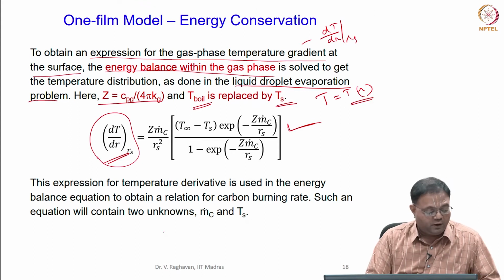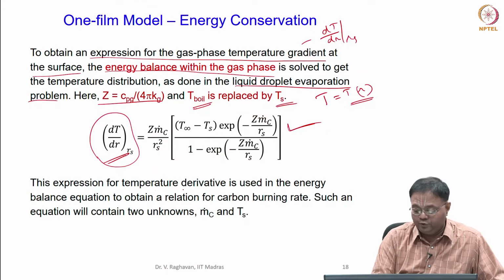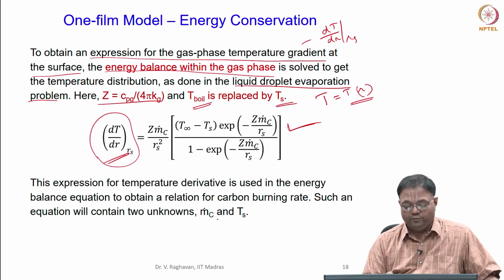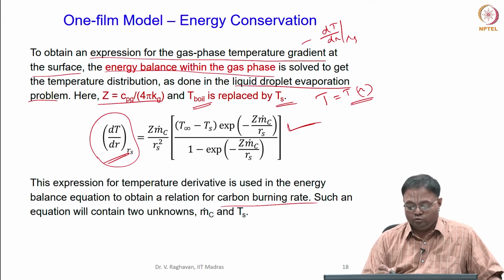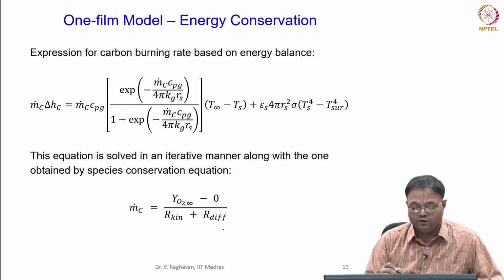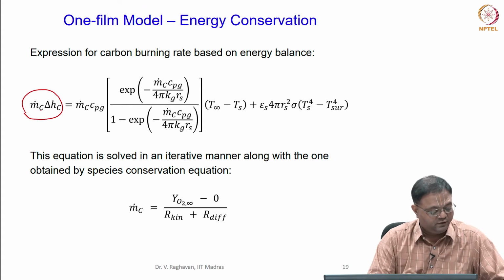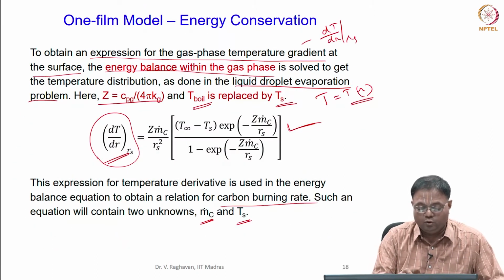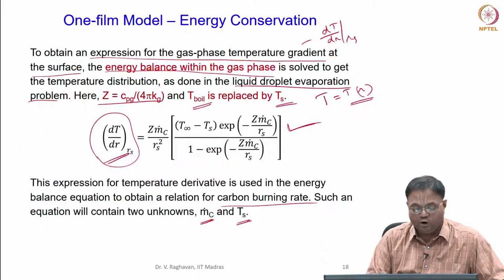Now, this expression is plugged into this equation here, okay, and you can write the carbon burning rate again, correct. So, again you can see that if you write the carbon burning rate with that, you get m dot C as a function of Ts, again iteratively you have to solve it. So, that is the equation we get. So, m dot C delta Hc, this equation, delta Hc equal to, now I have substituted this dT by dr at Rs to this here, and I got this equation here.